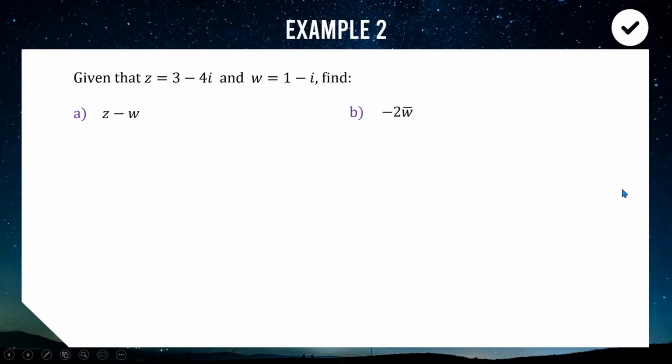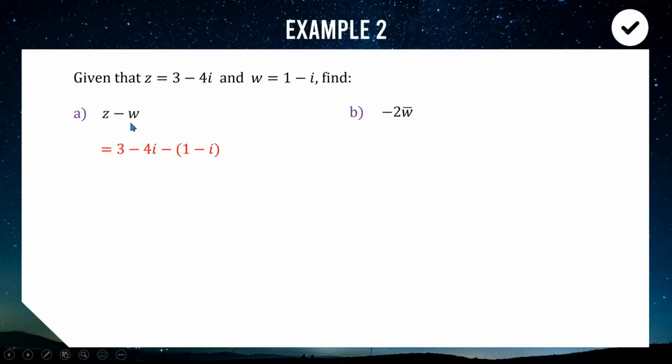Just some basic algebra concepts or some basic notations. We have two complex numbers. This one's called z. It's 3 minus 4i. We have another one called w, and it's 1 minus i. Okay, first thing we're going to find is the complex number z take away complex number w.